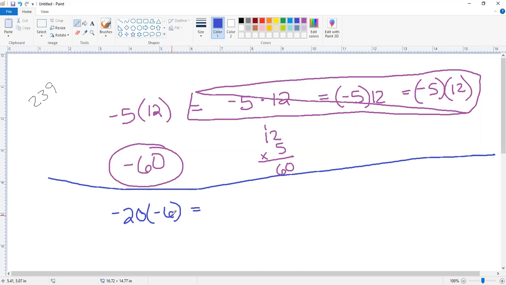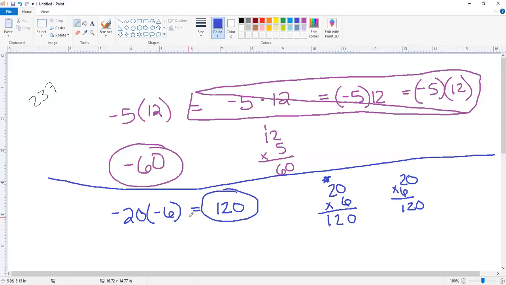20 times 6 is 120. Remember, 20 times 6, we could just do 2 times 6 and get 12 and add the 0, or we could do 6 times 0 is 0. 6 times 2 is 12. Sorry, I didn't mean to carry a 1. All right, so we have a positive 120. Negative 20 times negative 6 equals a positive 120.